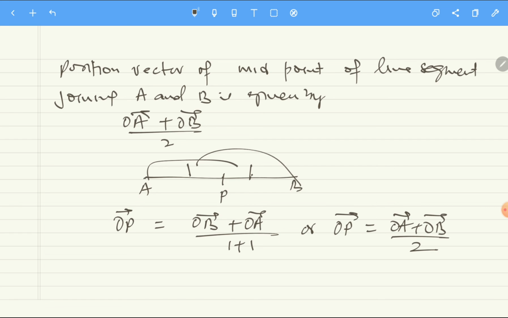In the next class, we will be discussing exercise 1 and 2 based on the vectors.